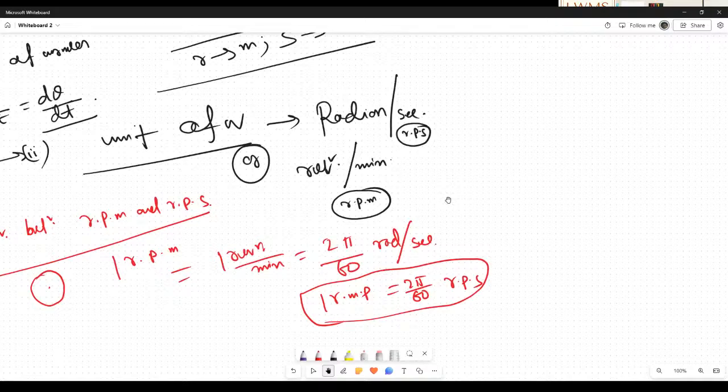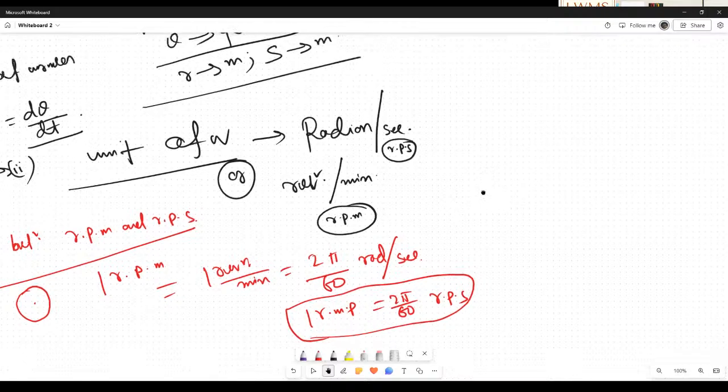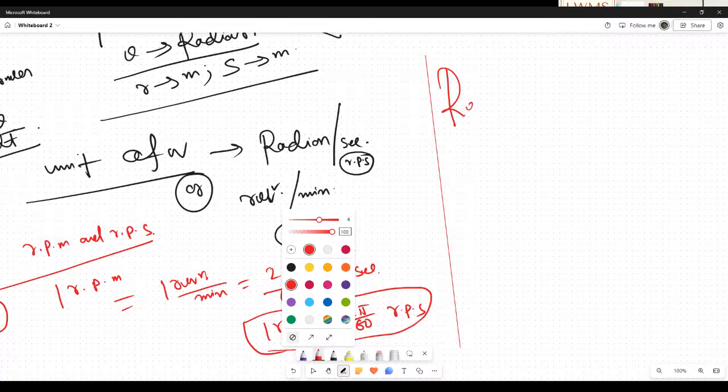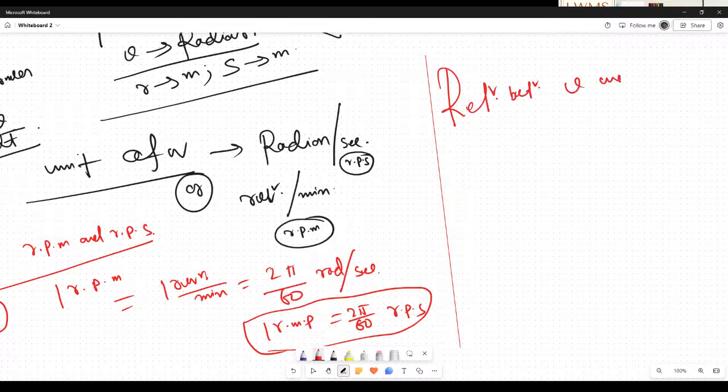So angular velocity is understood without understanding the direction. For the sake of 11th physics, at this moment we are doing it. Now, can we find the relation between linear velocity and angular velocity? Linear displacement we have defined, so let us do it. Relation between V and omega.